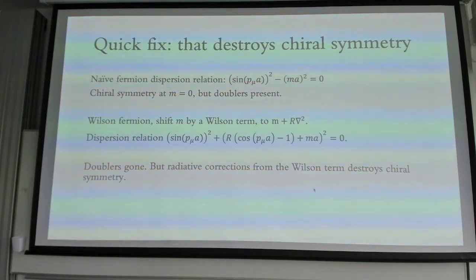But the problem here is that you still have radiative corrections which destroy chiral symmetry. So it's not an ideal way to simulate QCD if you really care about chiral symmetry. So if you set this mass term to 0, for example, p equals 0 is the only pole that you have, but you get corrections to the fermion mass that are at the cutoff scale because of this term. Okay.